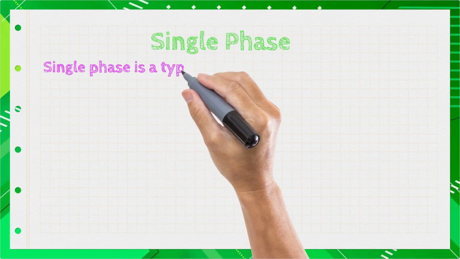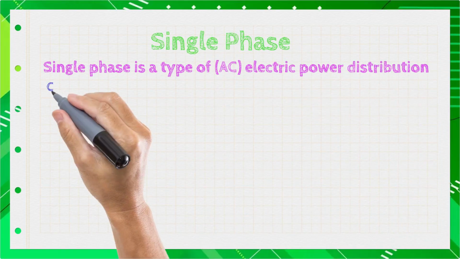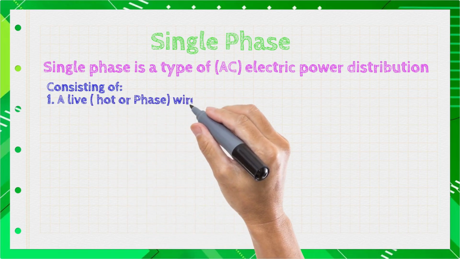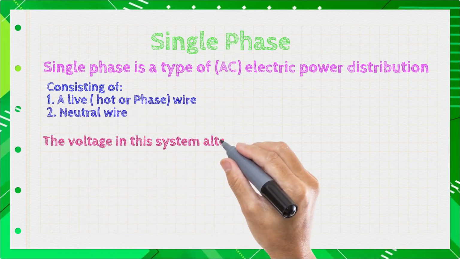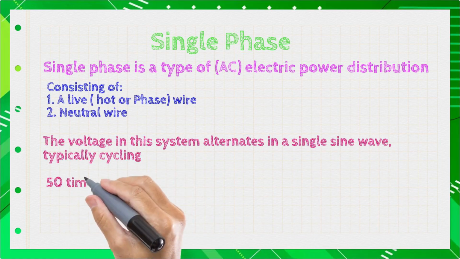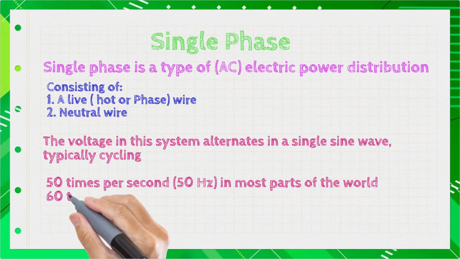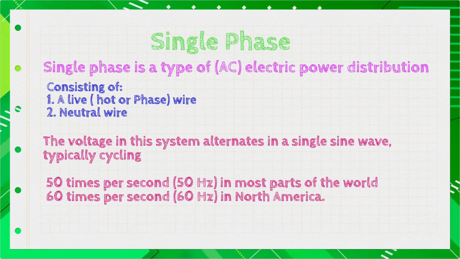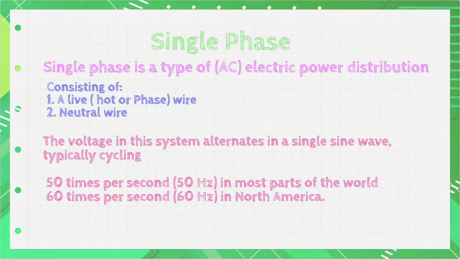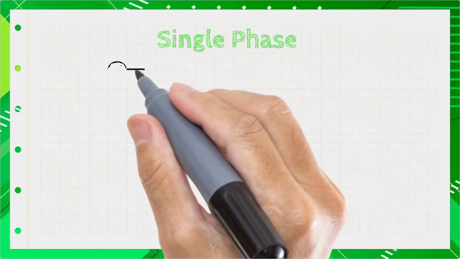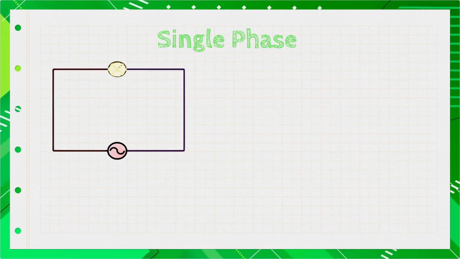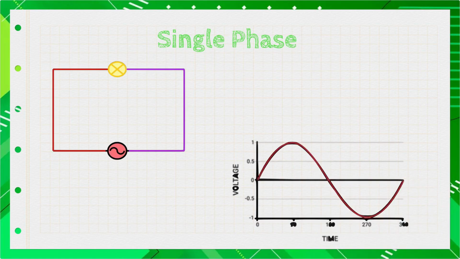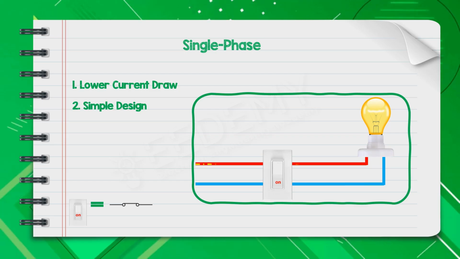Single-phase power is a type of alternating current, AC, electric power distribution consisting of a live or hot wire and a neutral wire. The voltage in this system alternates in a single sine wave, typically cycling 50 times per second, or as we say, 50 Hertz, in most parts of the world. In North America, 60 times per second, 60 Hertz. Why does the US use 60 Hertz and Europe 50 Hertz? Because early engineers in each region picked different standards, and once systems were built, it was too costly to change.